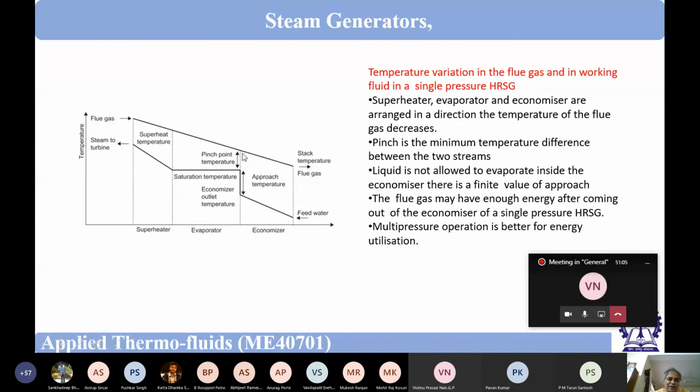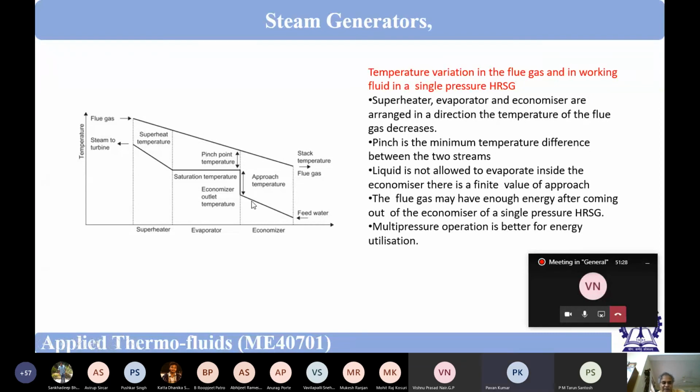The lesser the pinch point temperature, the more is the energy utilization, but the more sophisticated or stringent will be the design of the HRSG. So for a lower value of pinch point, we will have high heat recovery, but at the same time, the HRSG will be costly.